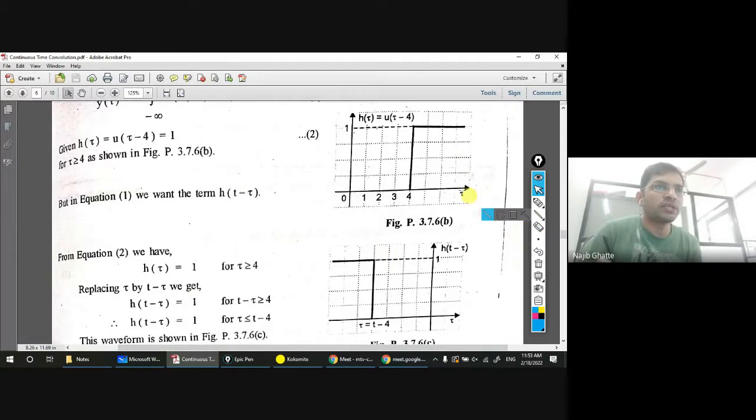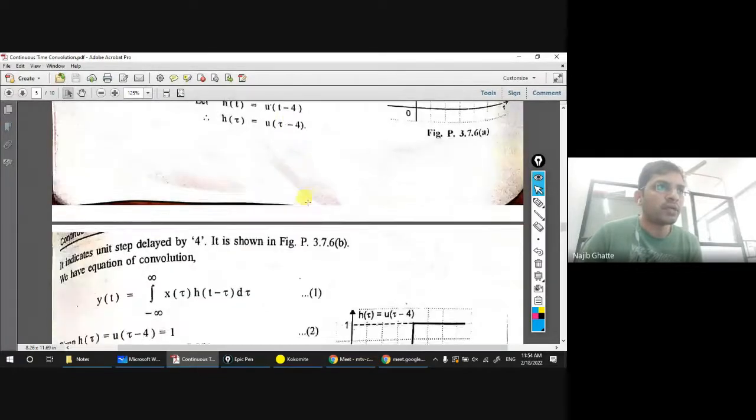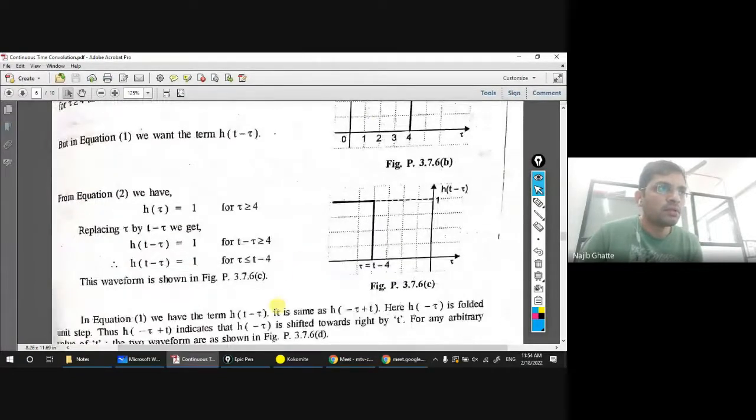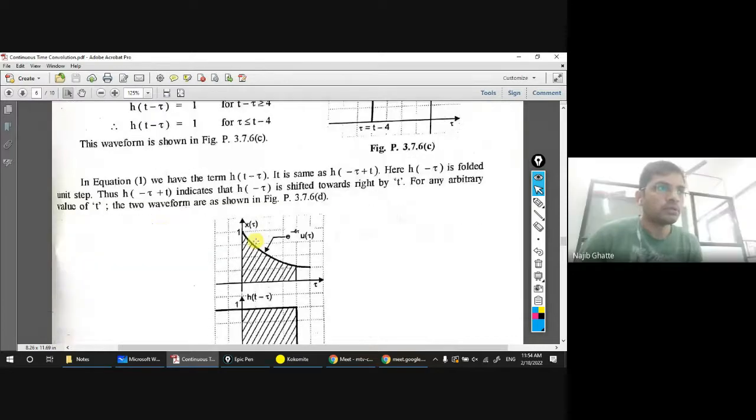Fine, this is the question in front of us. Okay, h of this was u of t minus 4. Okay, now we have to make it h of t minus tau. So tau is equal to t minus 4. Understanding or not, sir? Yes, sir. Okay. Come on, I want you to perform this on your own. How will you do this?